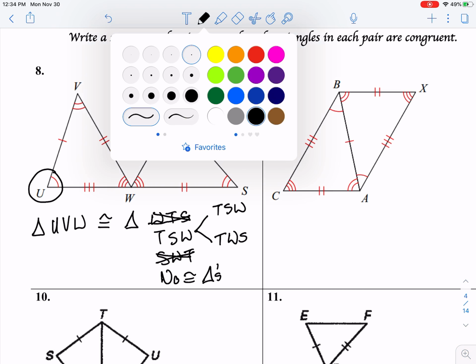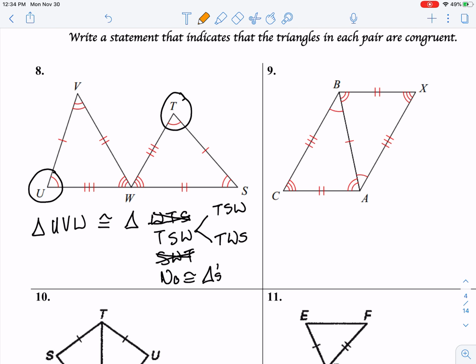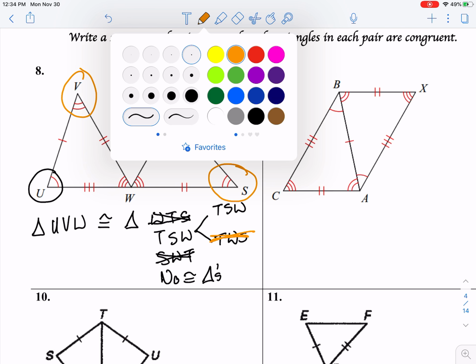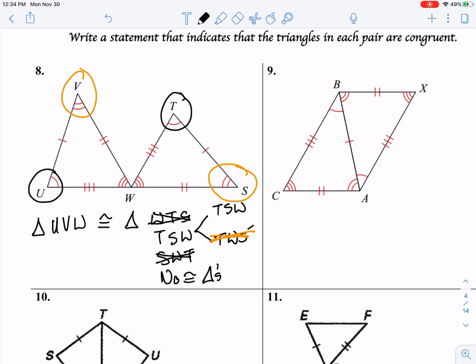Now, V has 2, S has 2 marks. V is second, S must be second. Because S is not second over here, I get rid of the bottom one, and I'm left with triangle UVW is congruent to triangle TSW. Okay, so not terrible.